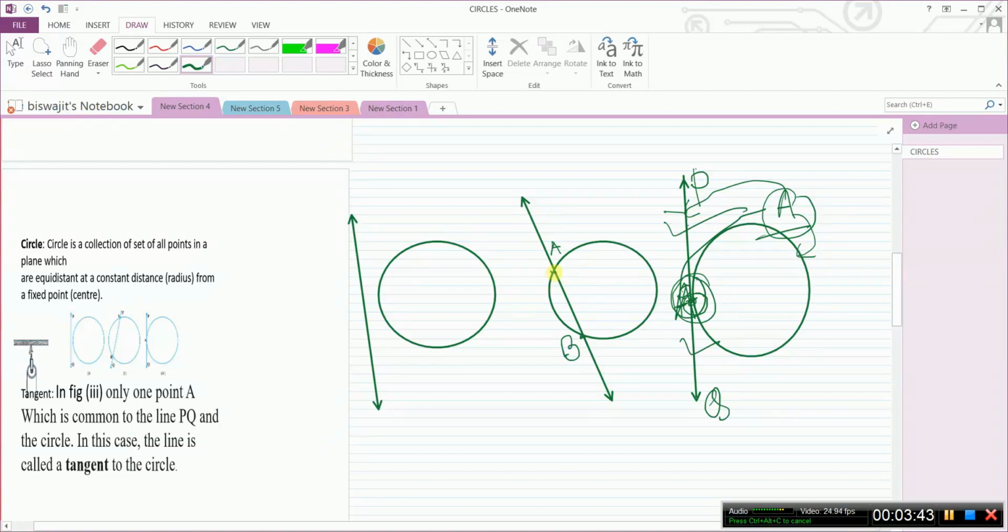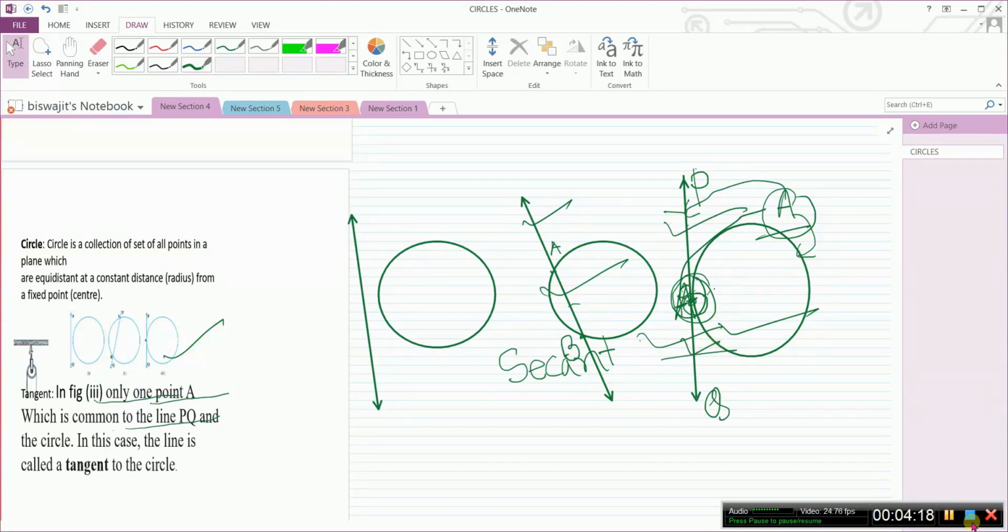In the second figure, this line is called a secant. What is it called? Secant. In the textbook, in the third figure, there is only one point A which is common to the line PQ. For PQ, A is the common point. So this PQ is called the tangent of the circle. Here we learn the definition of a tangent.